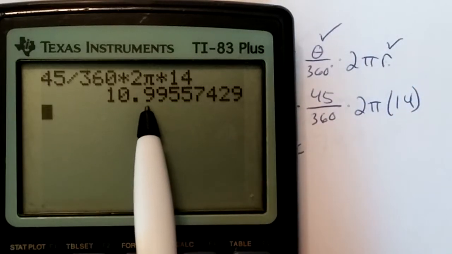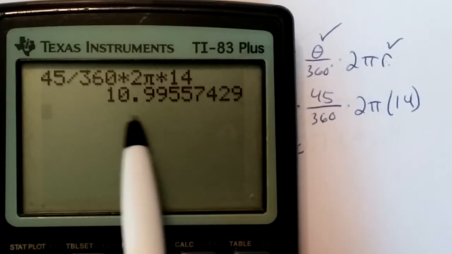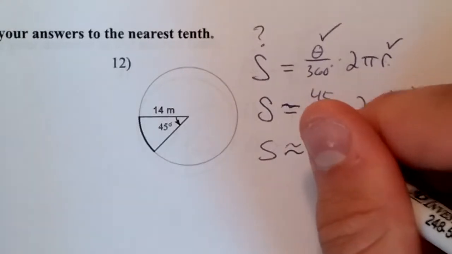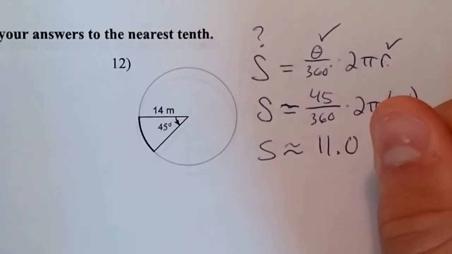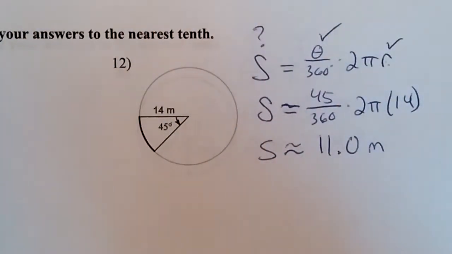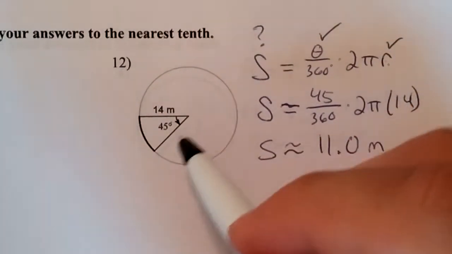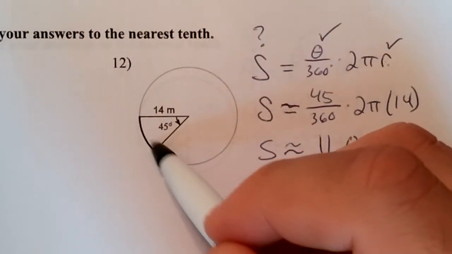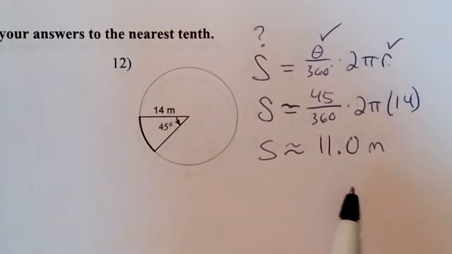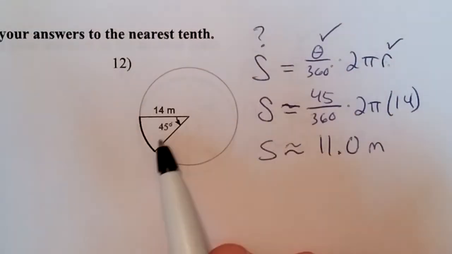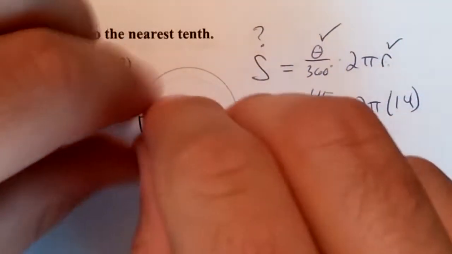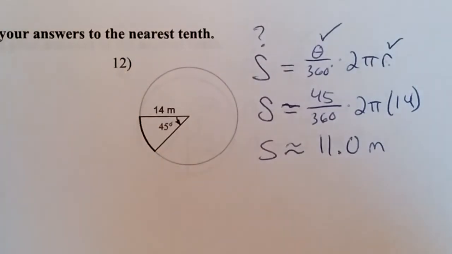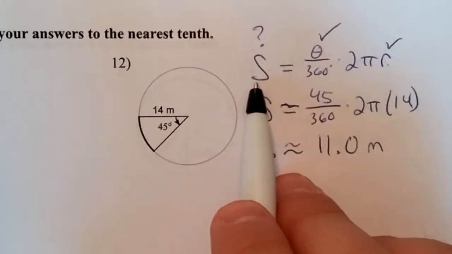So nearest tenth would be here. The 9 makes this go up to 11.0. And the units are meters. Now I know the actual arc appears in 2 dimensions, but it is still a length. It's a 1-dimensional measurement. Okay, so imagine taking this curved piece and laying it out flat. It's still a 1-dimensional length. So we used theta and R to find arc length.